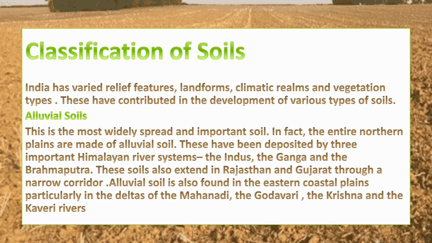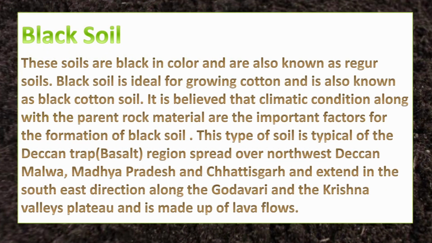These have been deposited by three important Himalayan river systems, the Indus, the Ganga, and the Brahmaputra. These soils also extend in Rajasthan and Gujarat through a narrow corridor. Alluvial soil is also found in the eastern coastal plains, particularly in the deltas of the Mahanadi, the Godavari, the Krishna, and the Kaveri rivers.